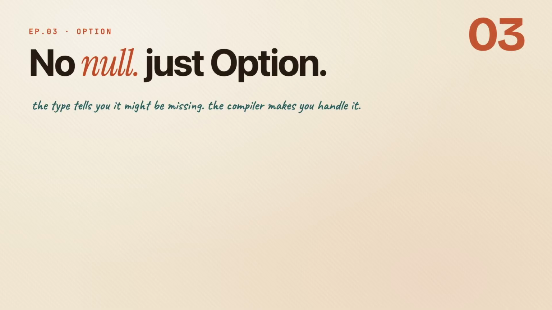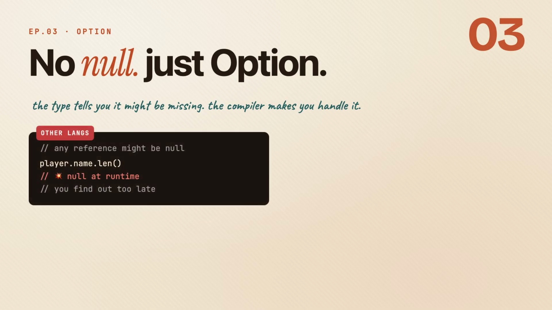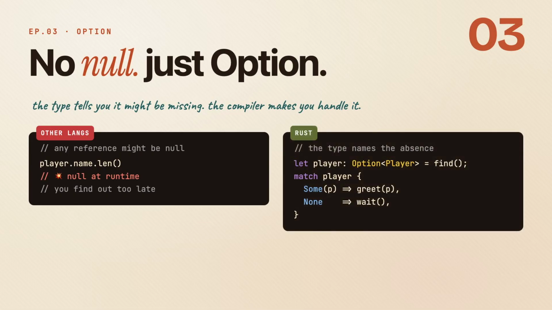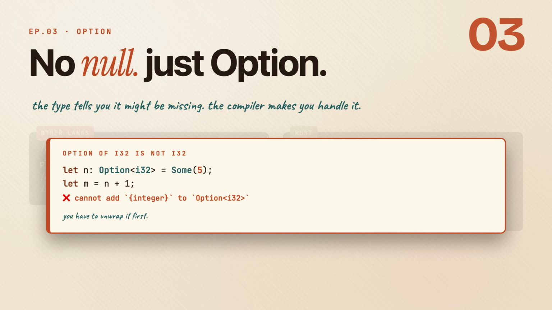In a lot of languages, any reference might secretly be null. You call a method on it expecting an object and you get a crash. The bug hides until runtime. Sometimes it hides until production. But Rust has no null values. If a value might be missing, the type itself says so. Option of Player, two variants, Some holding the player or None holding nothing at all. Both are part of the same Option type. You always know up front, by looking at the type, whether something can be missing.